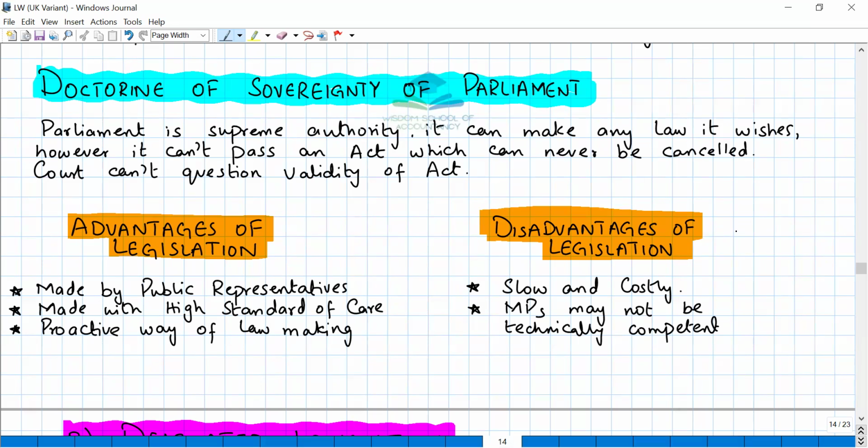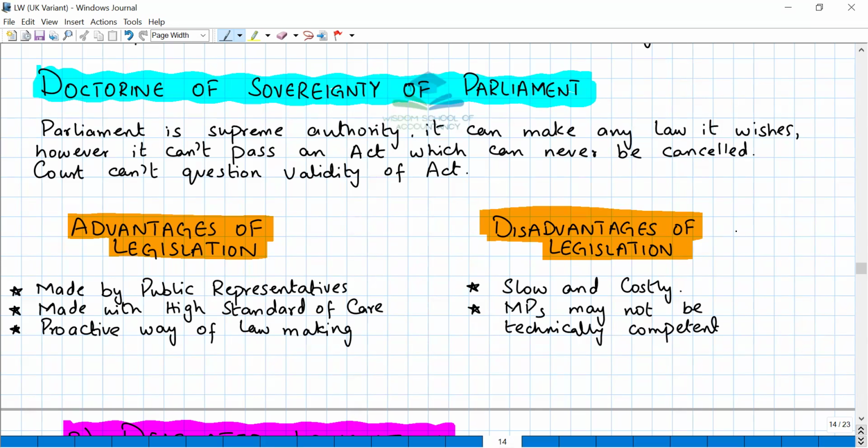Disadvantage of legislation: slow and costly procedure. The problem with the legislation is that it is a very slow procedure. It takes time and is a costly procedure. A whole lot of administrative cost is incurred. So that's the disadvantage of legislation.